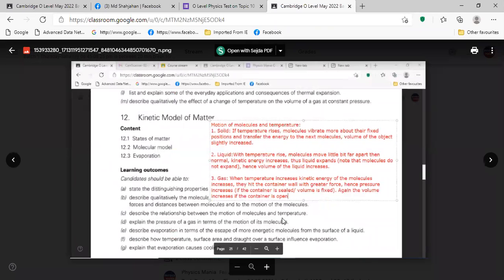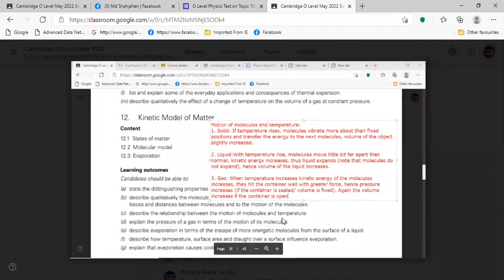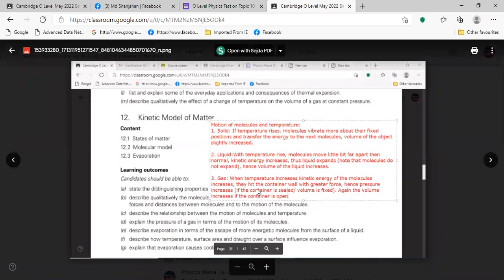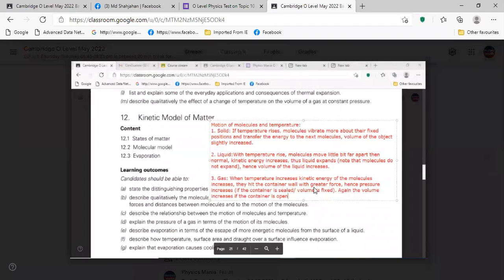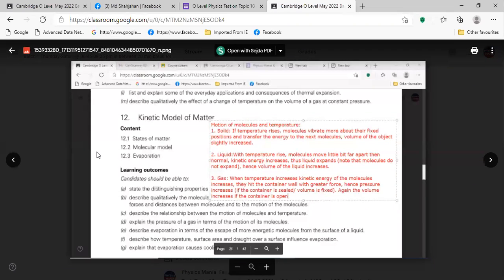this one, motion of molecules and temperatures. Gas, you see here: when temperature increases, kinetic energy of the molecules increases. They hit the container wall with greater force, hence pressure increases. If the container is sealed, the pressure increases; the volume increases if the container is open. So this part we did. We will do a little bit more over there in learning outcome D, no problem.